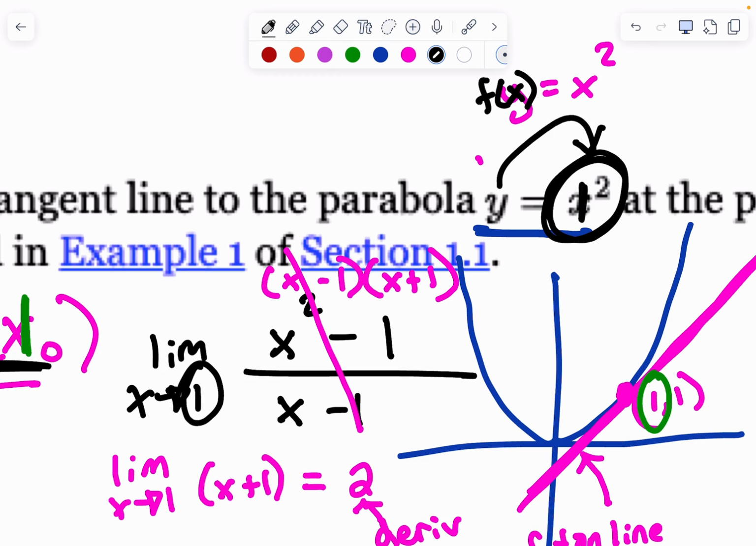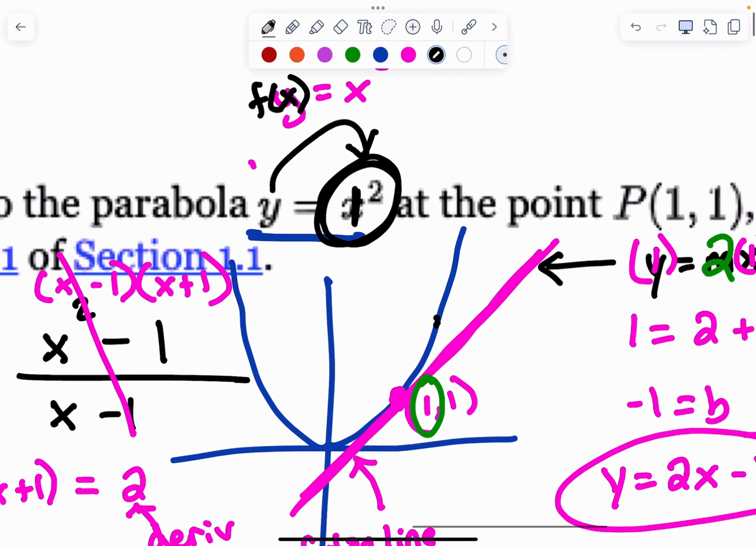We want our x value to get closer and closer and closer to this coordinate of 1, right? That's what we're trying to do, slide that point closer and closer.